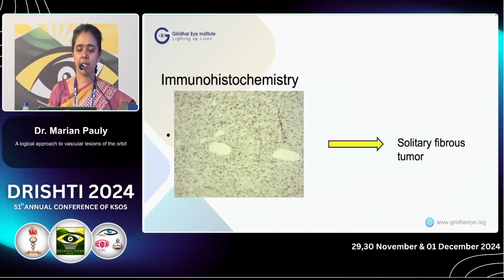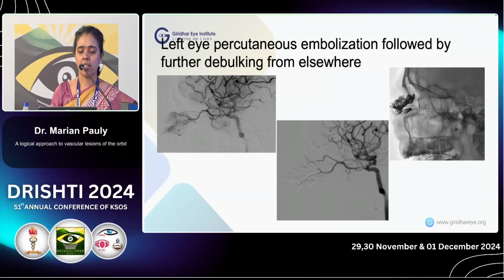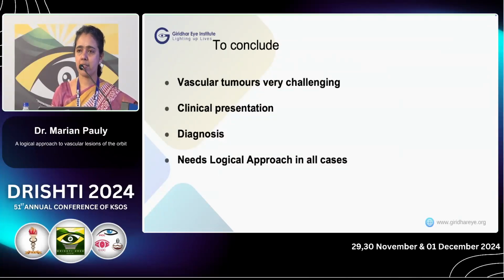This was not characteristic of lymphangioma. Then we did a repeat biopsy and did immunohistochemistry. It turned out to be solitary fibrous tumor. So she underwent DSA, interventional radiology, tumor embolization followed by surgery. Vascular tumors are very, very challenging sometimes, and the clinical presentation is also variable, acute onset proptosis, sudden loss of vision, etc. Diagnosis itself is challenging, so is the treatment, and needs a logical approach in almost all the cases other than probably capillary hemangioma of infancy.